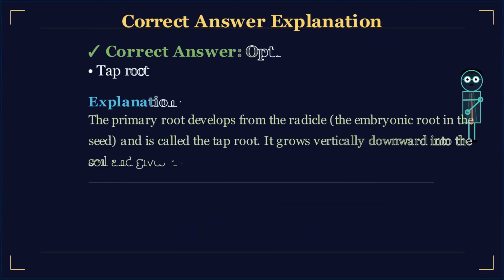Here's the explanation for the correct answer. The primary root develops from the radicle, the embryonic root in the seed, and is called the tap root. It grows vertically downward into the soil and gives rise to lateral branches.